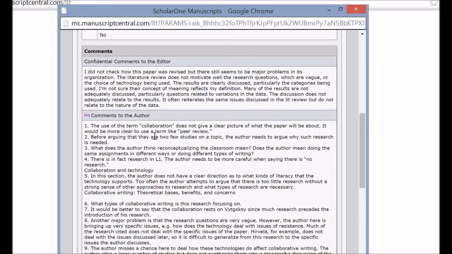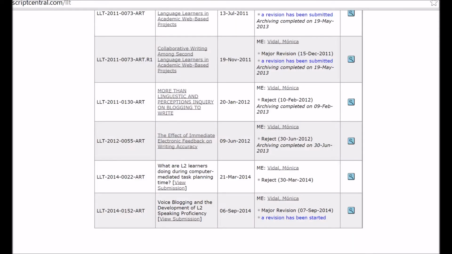This is one I mentioned, one of my typical things that bother me when someone says there is little research on the topic. This kind of gives you an idea of how I would respond to that. So this is what the review looks like. It goes through these kinds of details. So that's the overview of the peer review process.